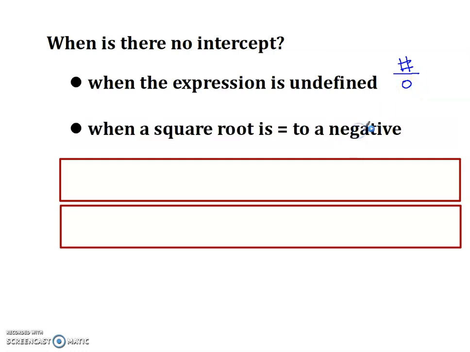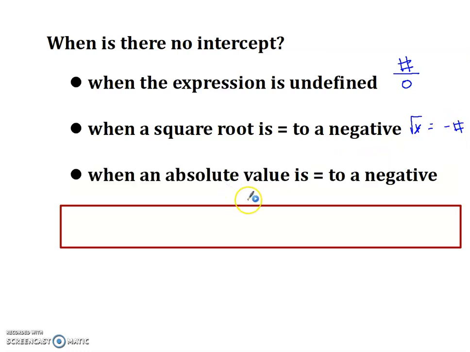The next case is when the square root is equal to a negative. So if I was solving for something, let's say we have the square root of x, let's say it's equal to a negative number. Well, that's not possible because this is saying the positive square root of x is equal to something. Well, that something would have to be a positive number.